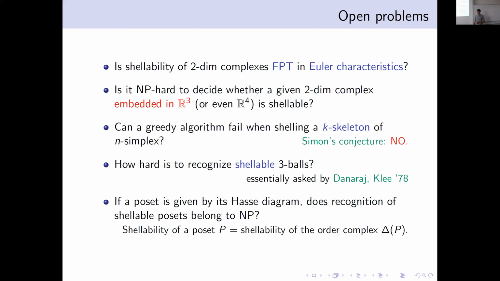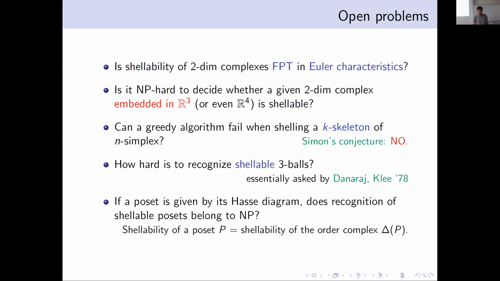And the thing is, how hard is it actually to recognize three-balls? We know that manifolds are shellable, but if I have some simplicial complex which is homeomorphic to a ball, which lives in three-dimensional space, it doesn't need to be a polytope. It can be just homeomorphic, right? So now, is it easy to decide whether this creature is shellable or not? That's really an open question and very interesting.